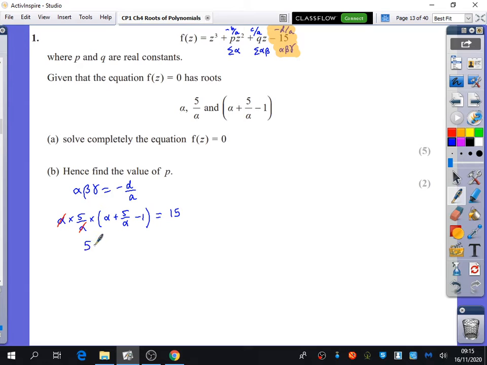5 alpha plus 25 over alpha minus 5. Minus 5. And I'm also going to subtract the 15 and say that that is equal to 0, like this. So we have 5 alpha plus 25 over alpha minus 20 is equal to 0. What kind of equation is this? It's a polynomial sort of equation, but there's something that needs to be done to it first of all before we can solve it.